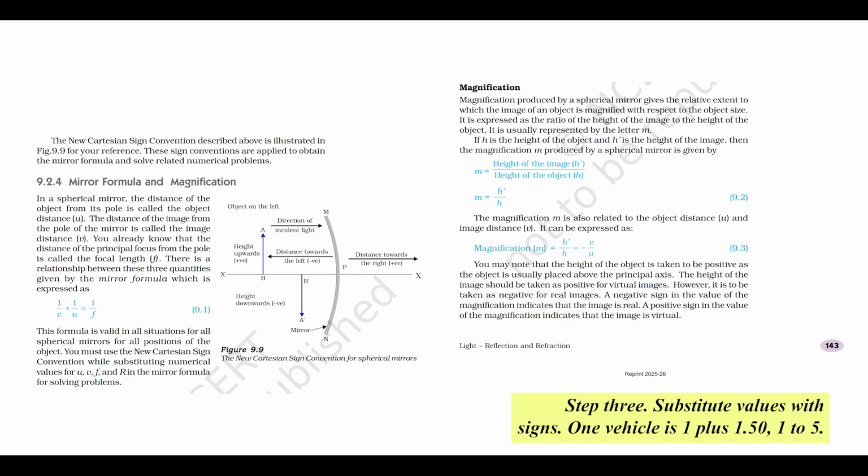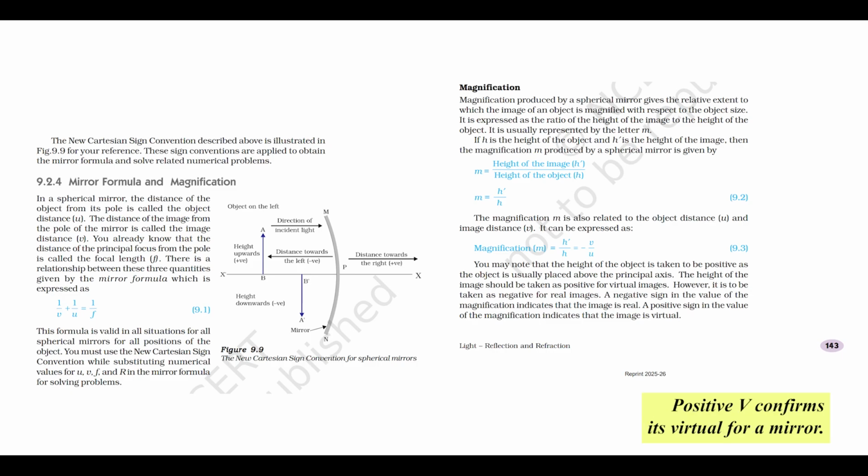Step 3. Substitute values with signs. 1/v equals 1/(plus 1.50) minus 1/(minus 5.00), so 1/v equals 1/1.50 plus 1/5.00. Minus minus becomes plus. Okay. Step 4. Solve for v. Find a common denominator, maybe 7.50. 1/v equals 5.00/7.50 plus 1.50/7.50, which is 6.50/7.50. So v equals 7.50/6.50, which is plus 1.15 meters. Positive v means the image is behind the mirror and virtual. Exactly. The image is 1.15 meters behind the mirror.